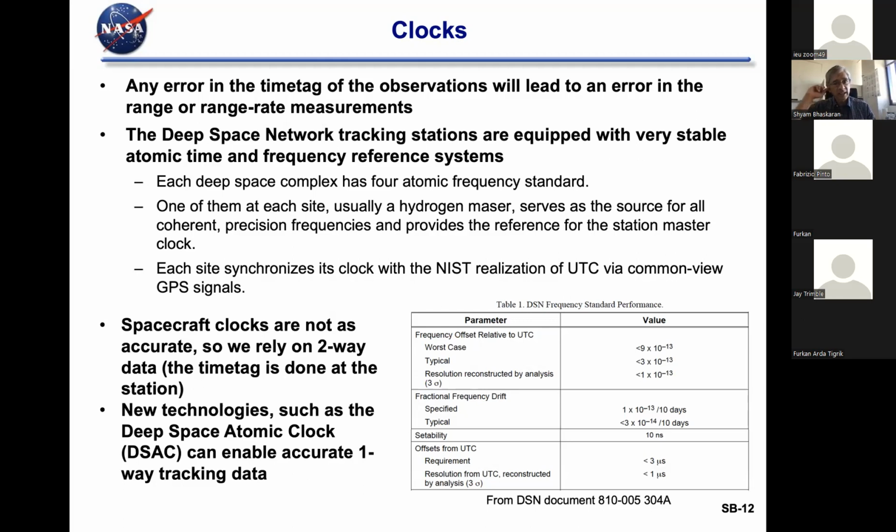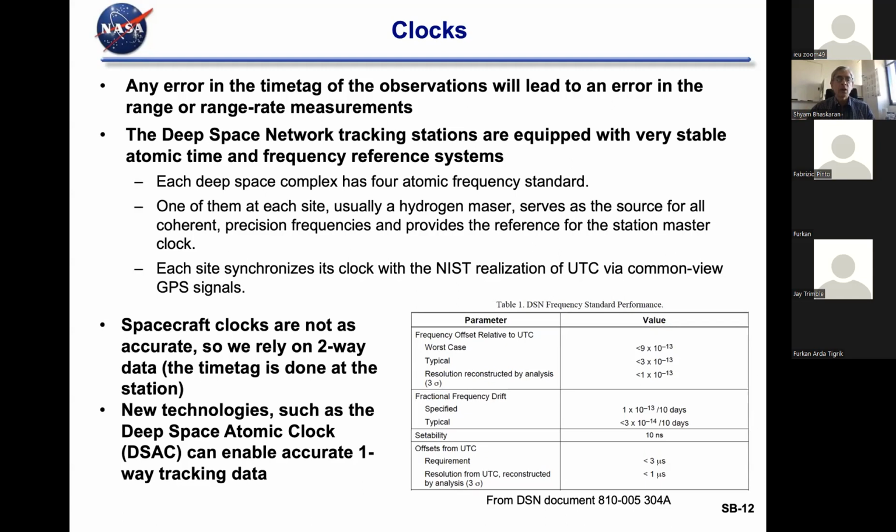The tracking stations at the deep space complexes are equipped with extraordinarily stable clocks. They have four atomic frequency standard clocks in each of the stations. There's a hydrogen maser that serves as the source for all the timing, getting the precision frequencies and providing the frequency reference for the station. Each site synchronizes the clock with UTC, the common measure of time, via GPS signals. The typical accuracy of the clocks of the DSN stations is about 10 to the minus 14th, which is extraordinarily accurate. The clocks on spacecraft are not as accurate.